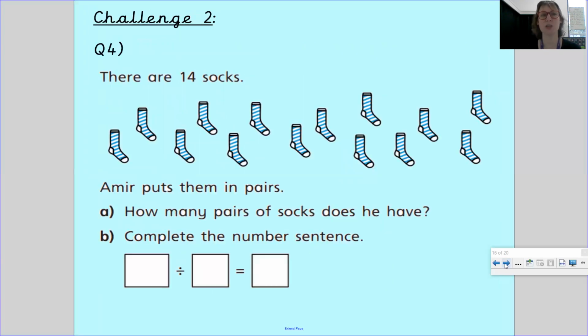Okay, question 4. There are 14 socks. So Amir puts them in pairs. So how many pairs of socks does he have? And then can you do the number sentence? And can you please remember when you do the number sentence, and I'm going to put this here, that when you're doing division, your biggest number always, always, always has to go at the front. Okay.